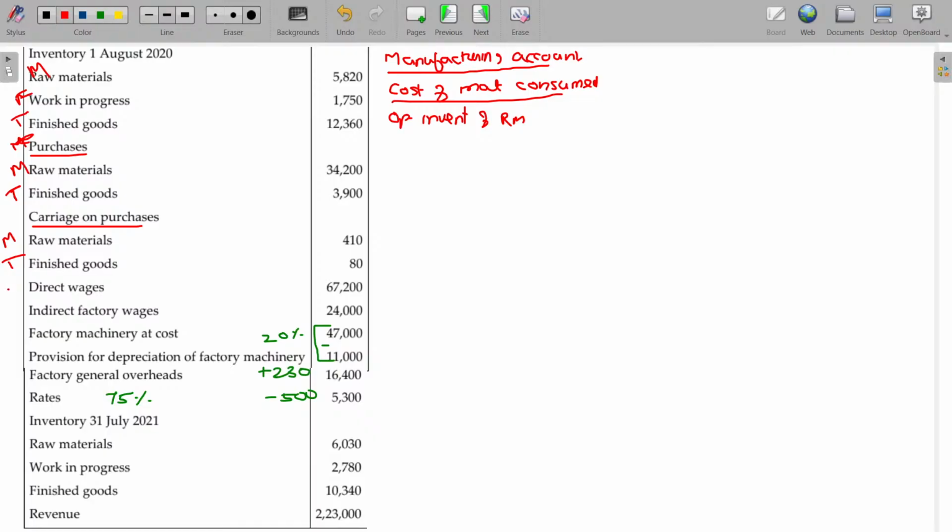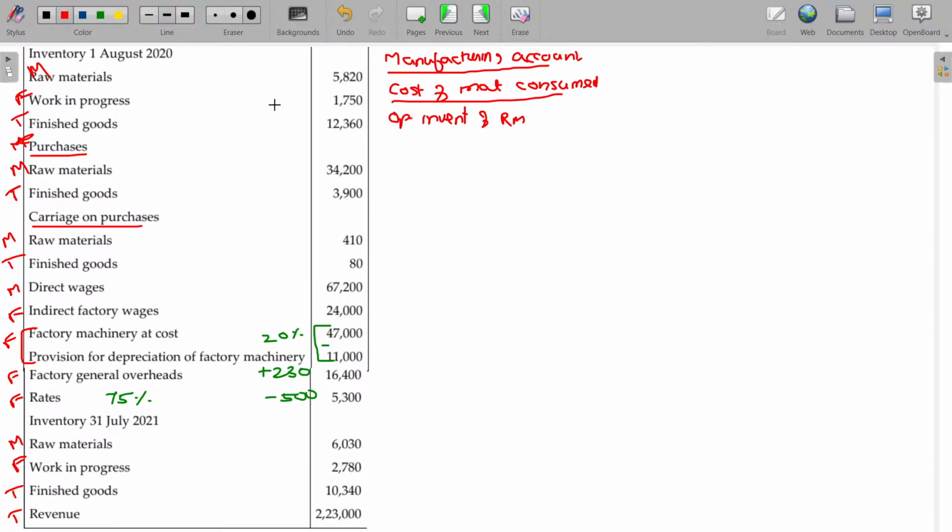Direct wages, part of manufacturing. Indirect factory machinery cost, this is depreciation. The depreciation will go to the factory. General overheads, factory rates 75% will go to the factory. And raw material will be manufacturing. Finished goods will go to the trading section. Revenue will also be trading section.